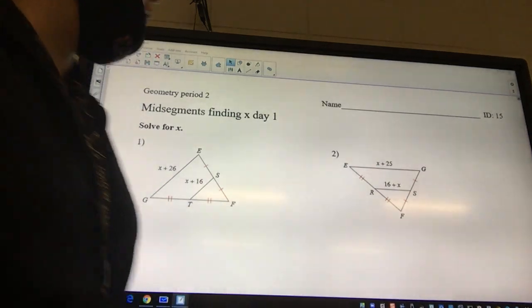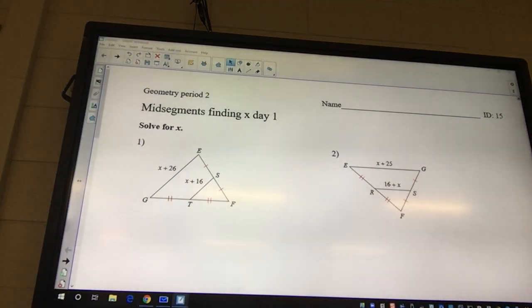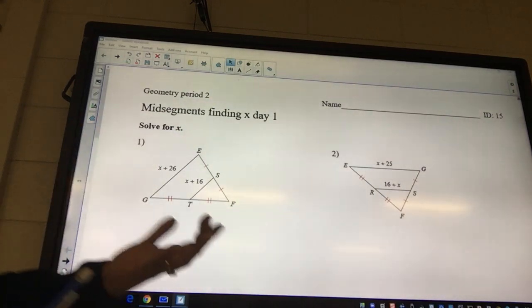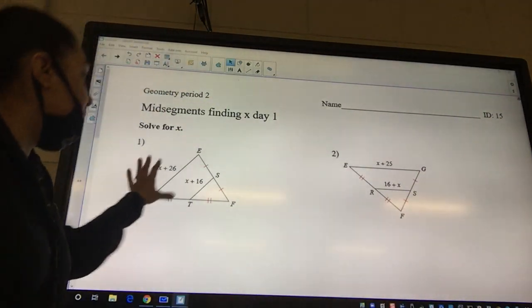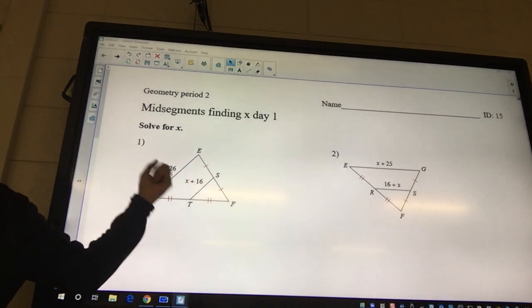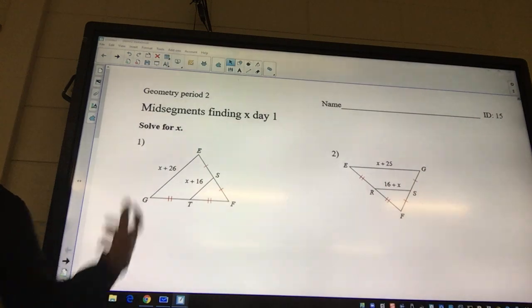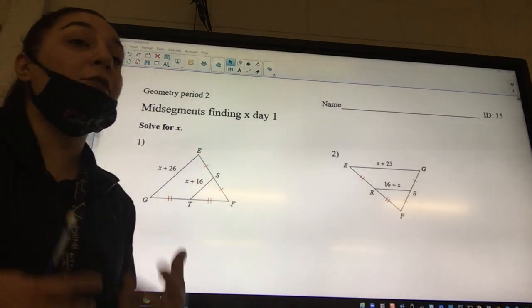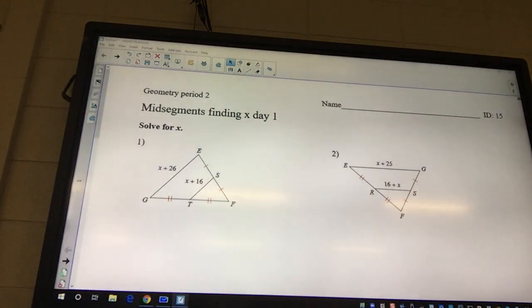We're going to do mid-segment, finding x, day one. So yesterday when we were doing them, they either gave us a line segment or we essentially had to do what? If we had a smaller one, what would we do to the bigger one? Double it. We doubled it, okay? And that really means multiply it by 2. That's what double means.